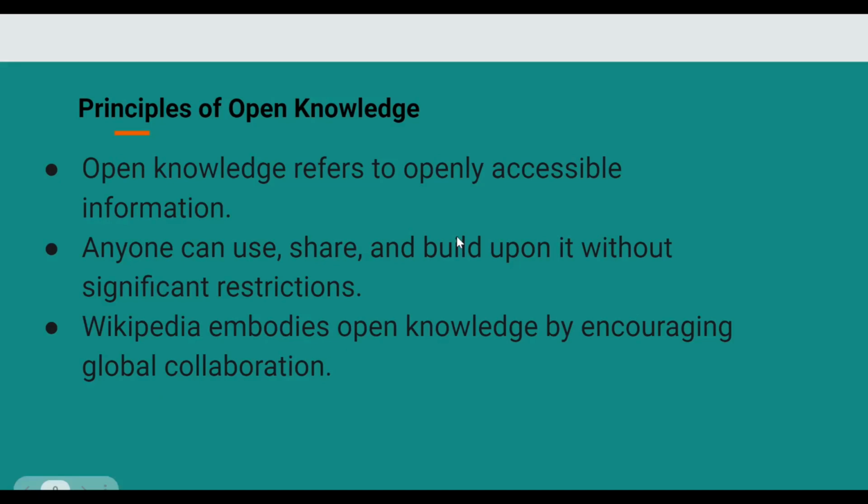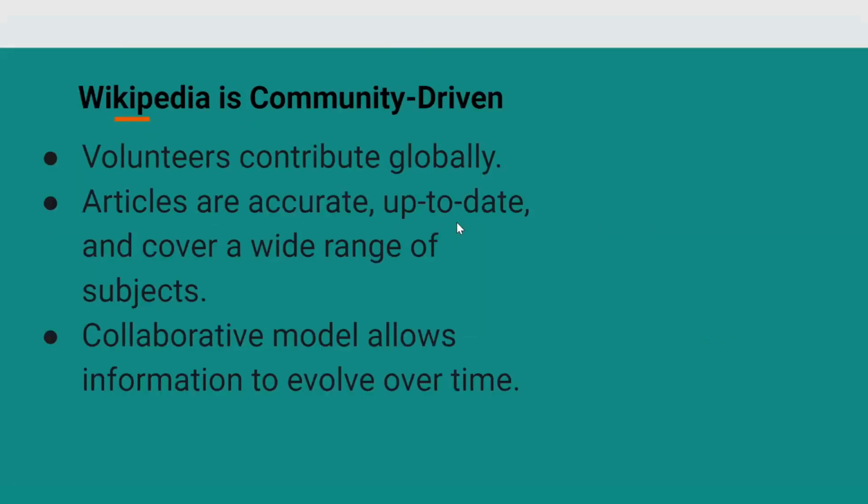So moving on to the next slide. Wikipedia is community driven. Volunteers contribute globally. I've already shared much light on it, so I don't want to go on it again too much. The next thing is articles are accurate, up to date, and cover a wide range of subjects. So articles on Wikipedia are up to date. Why would I say articles on Wikipedia are up to date?